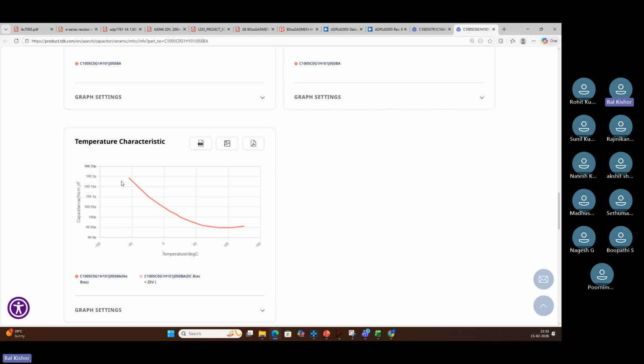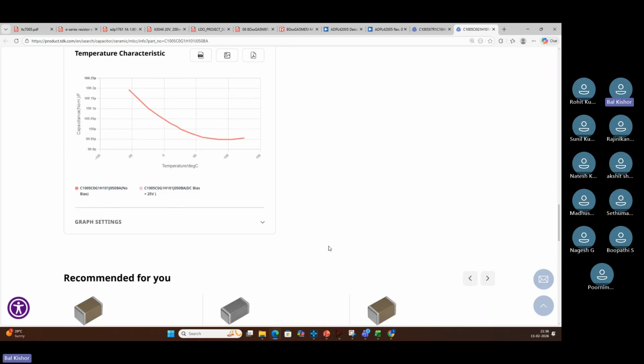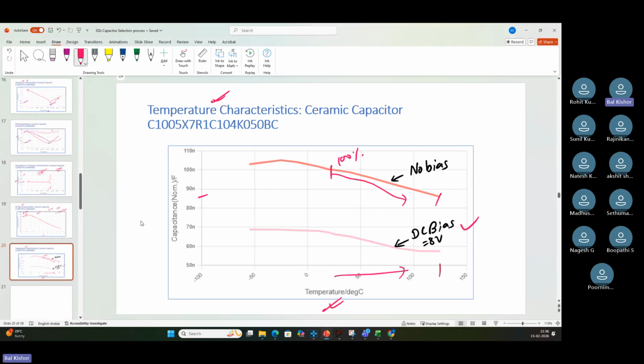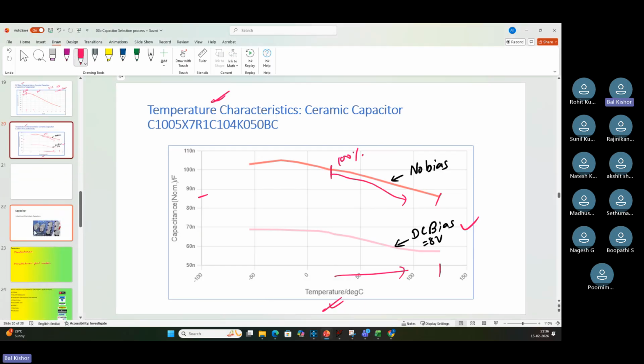And you can see the temperature variation also. Let's say there it was almost a 15 nanofarad change, but here it is 100 picofarad and it has just 99 picofarad. Less than 1 picofarad change over the complete temperature range. The graph may look like a very wide variation, but actually the variation is very, very small. So this was the beauty of NP0 or C0G capacitors. All right, so this was all about ceramic capacitors.